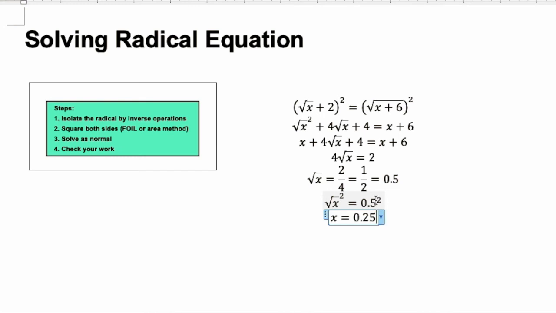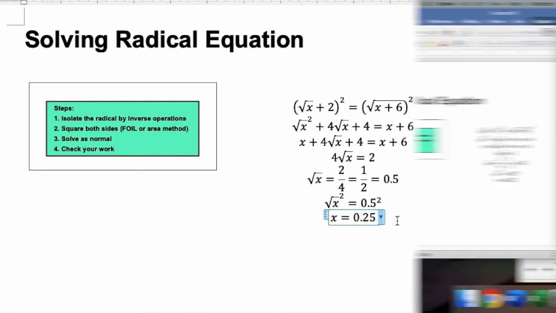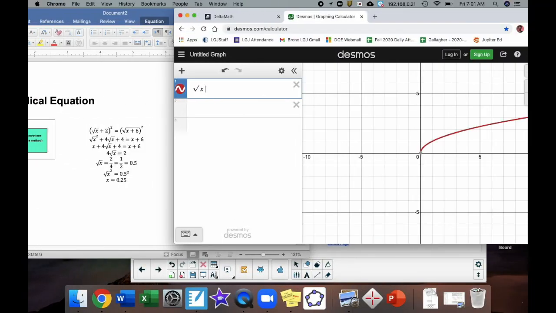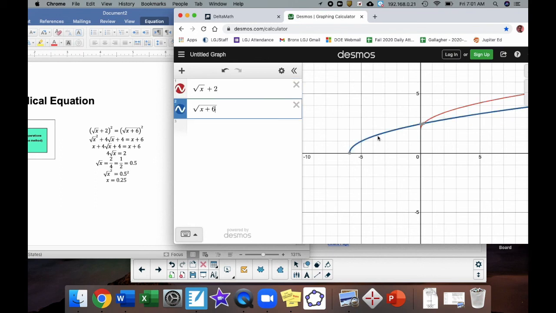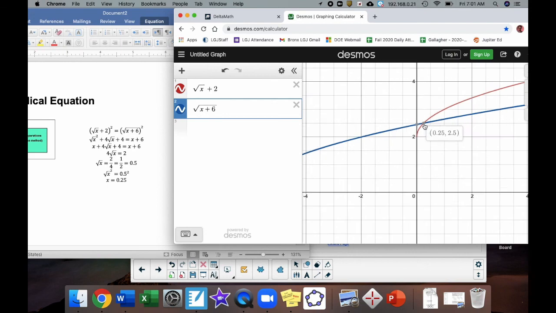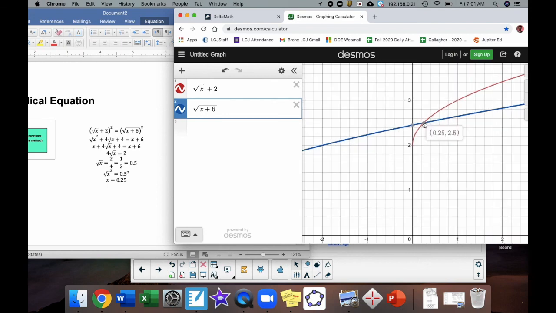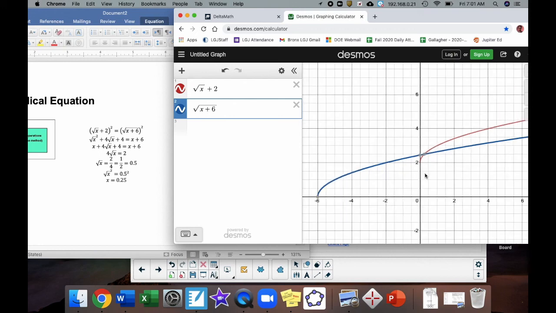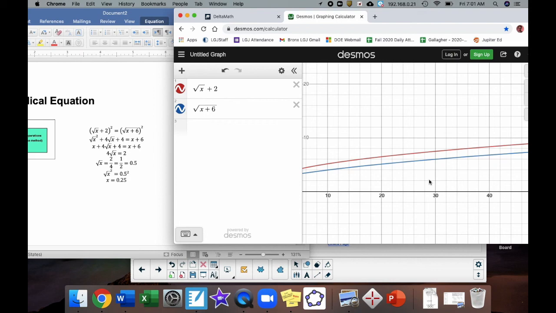And let's show how to just check this one using Desmos. Square root of x, make sure the 2 is outside of the radical. Square root of x plus 6, make sure everything's inside the radical. And we see 2 of these funny looking equations. They intersect right here. We can zoom in a bit to see their intersection point clearly. That's at 0.25. We're good to go. It works out. And if we zoom out, we can see that's the only intersection point.